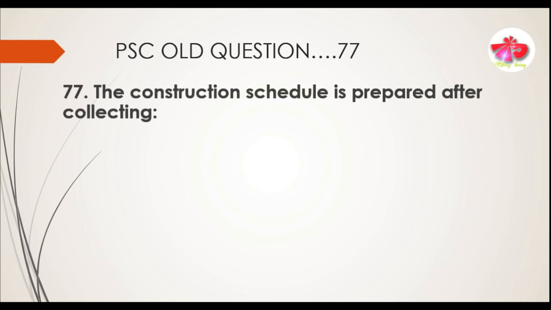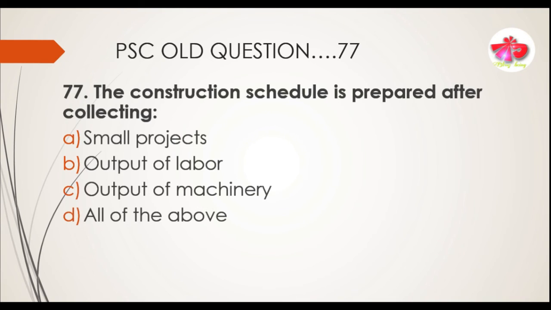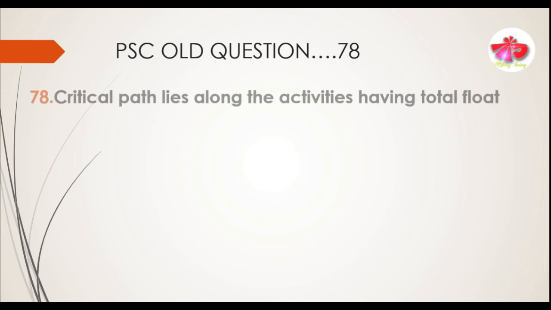Question number 77. The construction schedule is prepared after collecting: option A, small project, option B, output of labor, option C, output of masonry, and option D, all of the above. So friends, construction schedule is prepared after collecting all the information, whether it is a small project or big project, information about output of the labor, output of the masonry. So all of the above will be the correct answer here.